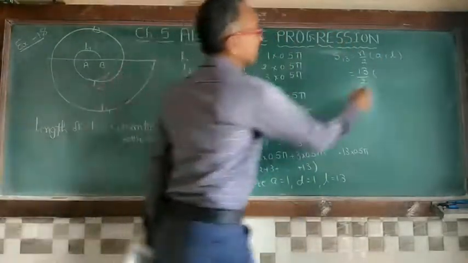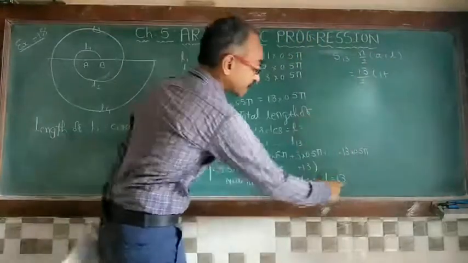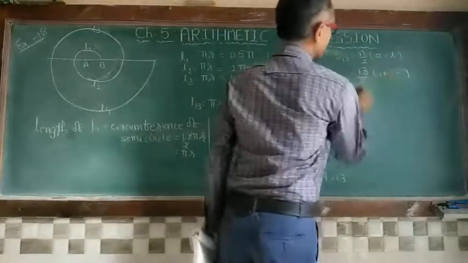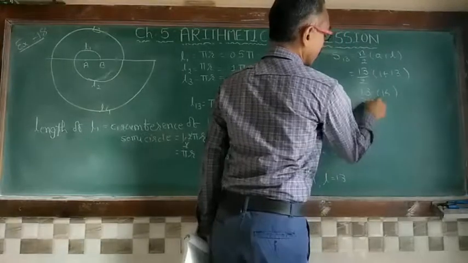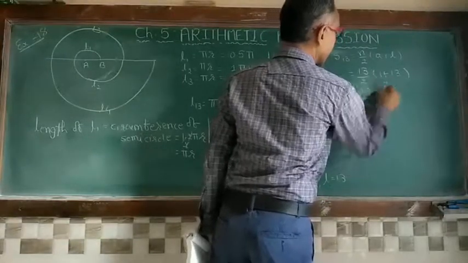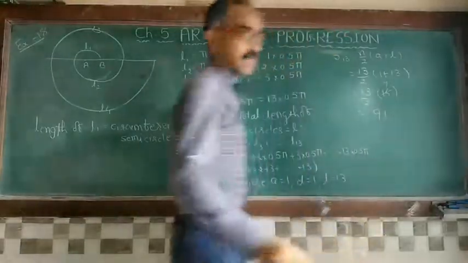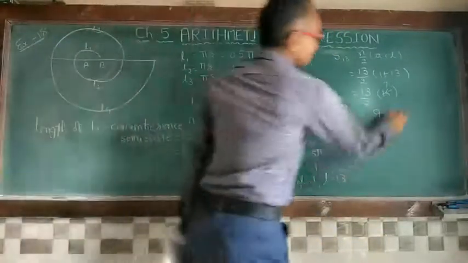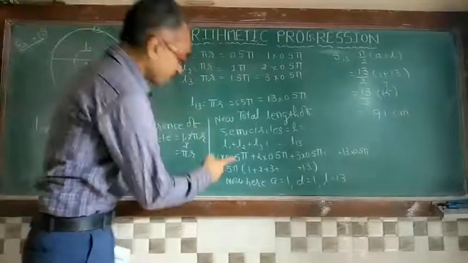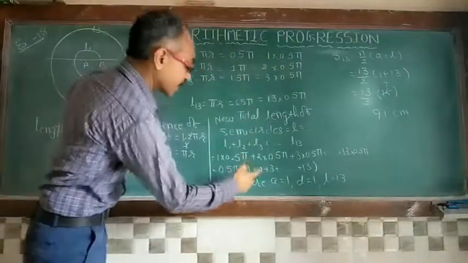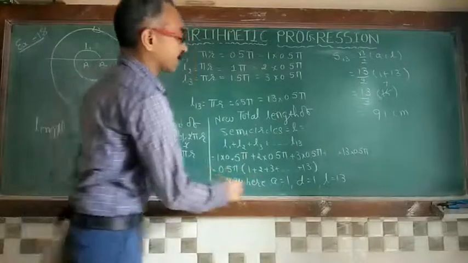A is your 1 plus L is your 13. So 13 by 2 into 14, 2 7s are 14, that means 13 7s are 91 centimeter. Now see, we have to put the value of S13 into this equation.